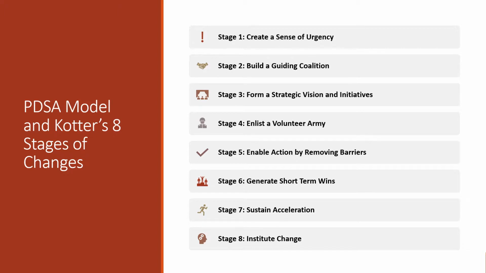Stage 7 would be sustain acceleration. So your vision and your process is moving forward. You've got everyone on board and you just want to keep that forward movement going. And this may be a time where you start presenting things to other coworkers, or you're telling other coworkers about how well your process is working.